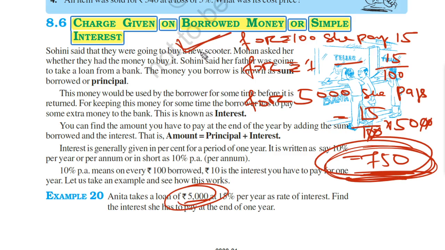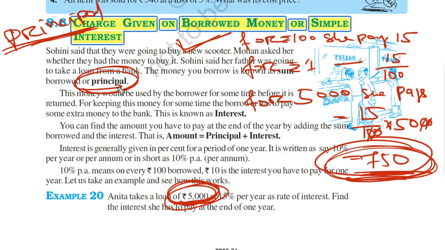Now from this unitary method, we can derive some formula. Before deriving the formula, we will see some terms. Look, how many rupees has she borrowed? Rupees 5,000. So this 5,000 is called the principal. The amount borrowed is called principal. Now, you can see 15% is the rate of interest. So this is called rate of interest.